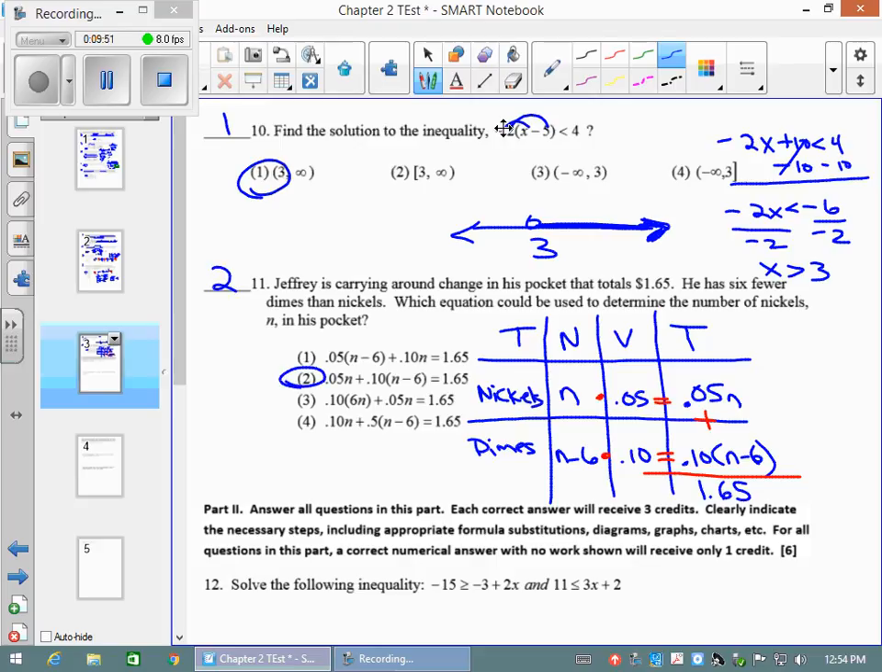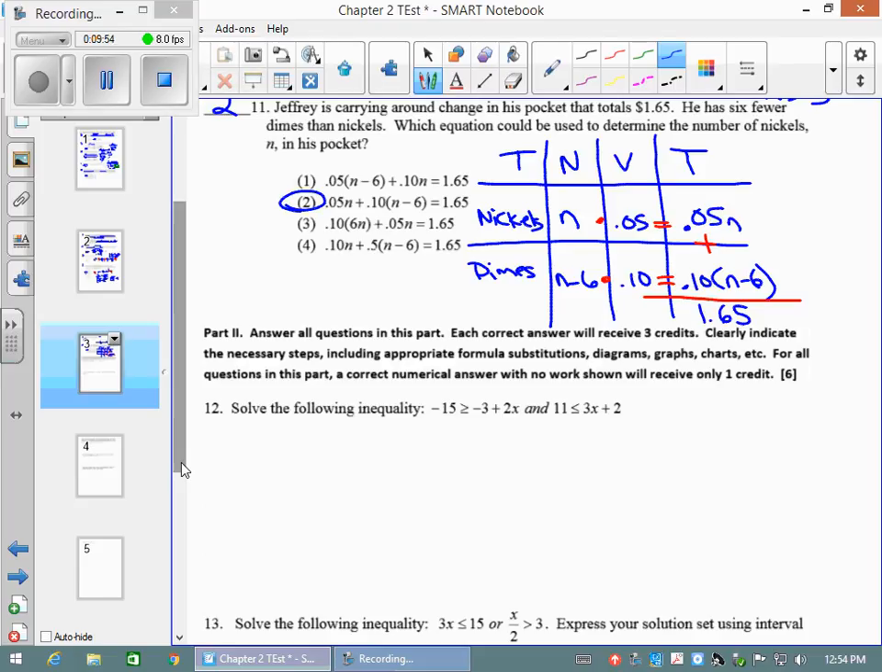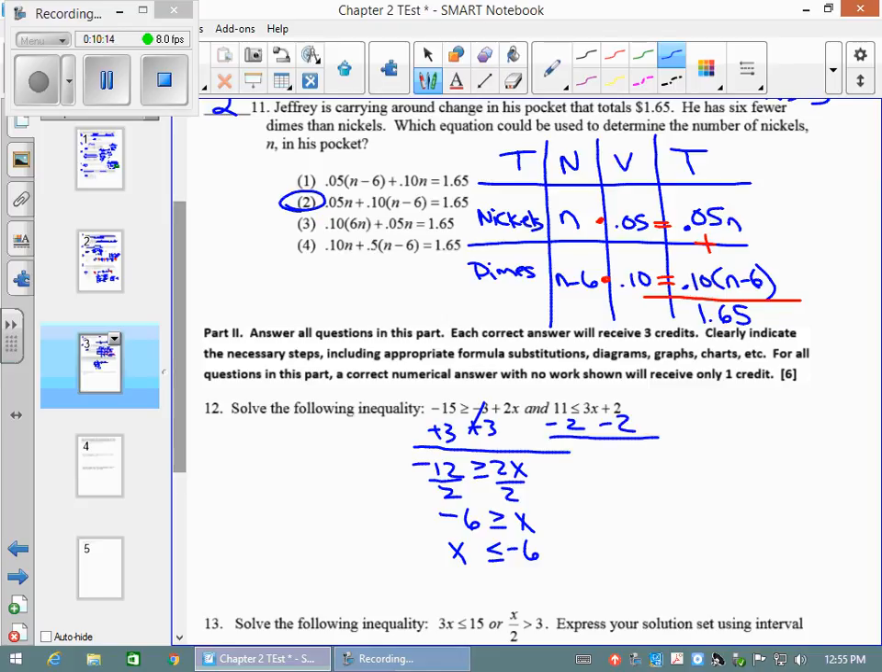Taking a look at number 12, we want to isolate x in both inequalities. So negative 12 is greater than or equal to 2x. Divide by 2, negative 6 is greater than or equal to x. And I always like to read with the x on the left hand side. 9 is less than or equal to 3x. Again, you're going to see the x is on the left, so I'm going to move the variable to the left and the number to the right. But when you do that, you have to remember to change the sign.